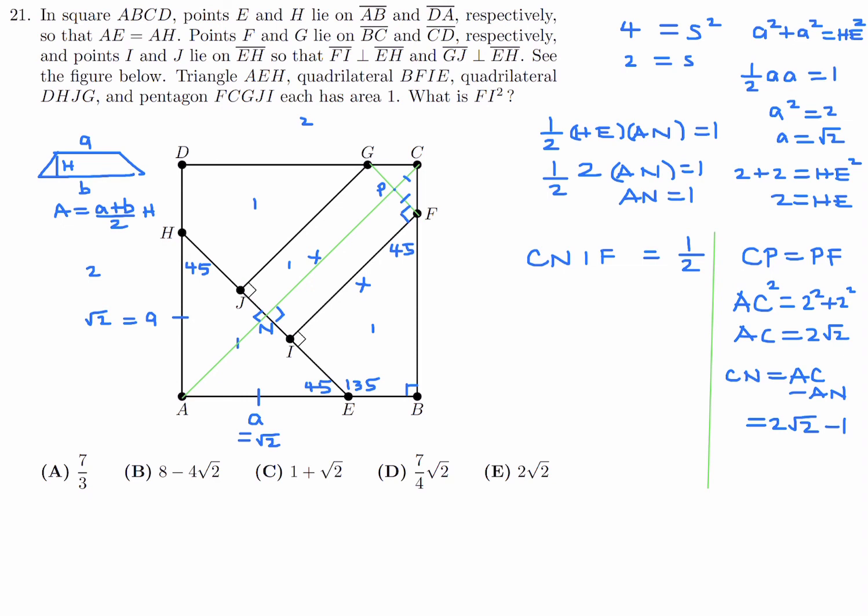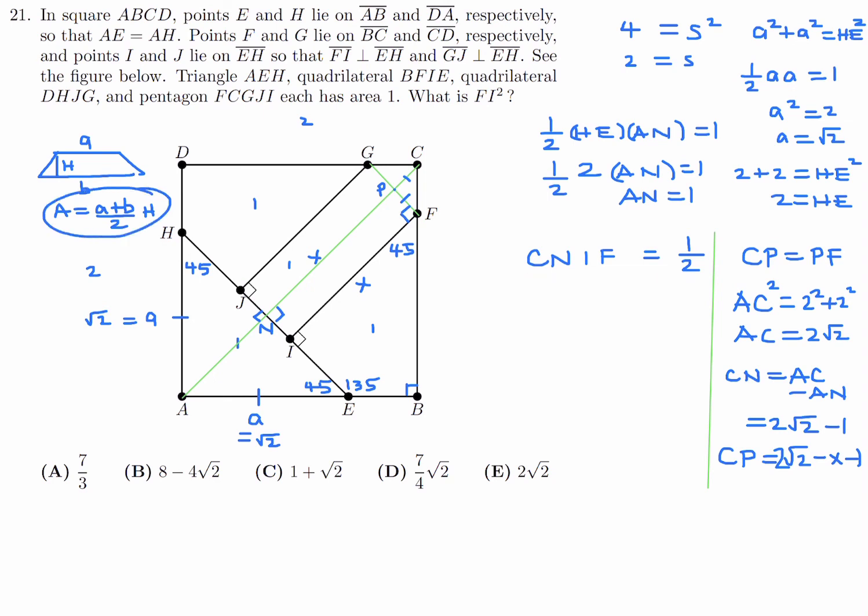Now let's figure out at least one of these. Let's figure out the value for PF or CP, either one. CP is going to be that entire diagonal, which is root 2, minus this one minus this x. So minus x minus 1. And that entire diagonal is actually 2 root 2. Right, AC is 2 root 2. Okay, so I think we're ready. So here we go with the area of the trapezoid right here.